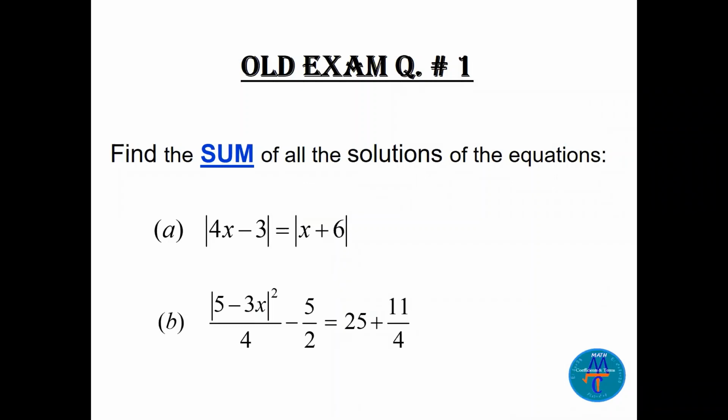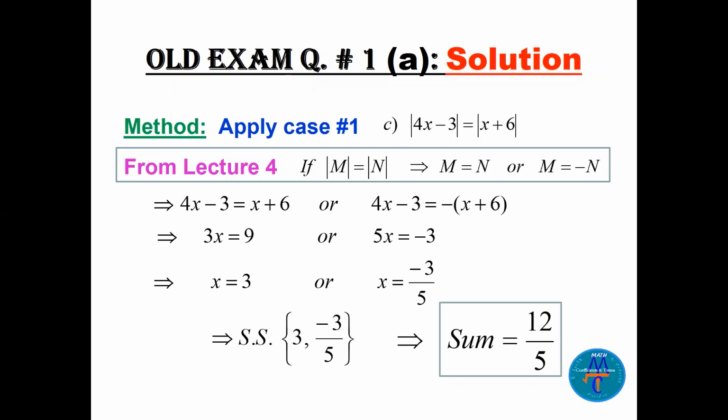Find the sum of all the solutions of these equations. The first one is easy. Absolute value of 4x minus 3 is equal to absolute value of x plus 6. We know if there is an equation with two absolute values, then m is equal to n or m is equal to minus n. So this is similar to case number 1. So 4x minus 3 is equal to x plus 6, or 4x minus 3 is equal to minus the whole bracket x plus 6. Simplify each equation.